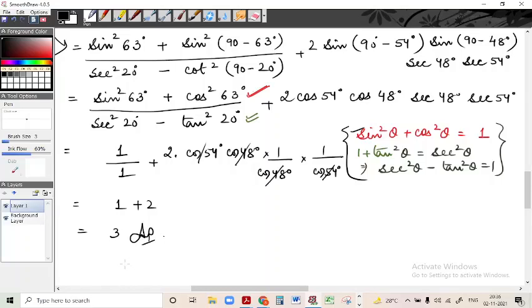So this is how we can use our trigonometry to find the complementary angles, to find out the heights and distances.